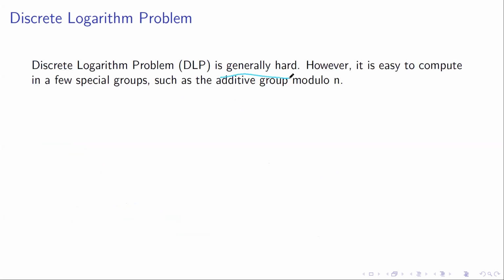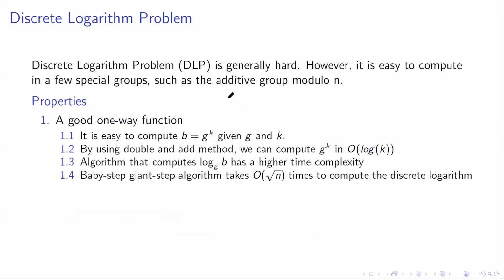Generally, it is hard, but it is easy to compute in some special groups, such as the additive group modulo n. But what are we interested in? I'll talk about it later on. Okay, so why is the discrete logarithm problem good? Because it's a good one-way function. You can easily compute G to the power of K because you can use the double and add method, which computes the power in log K time.